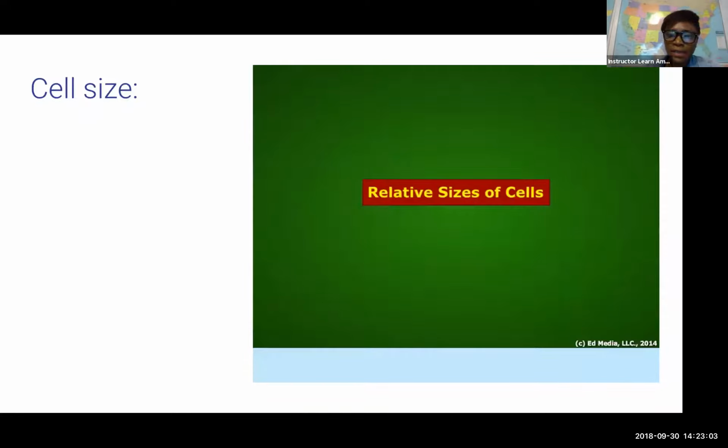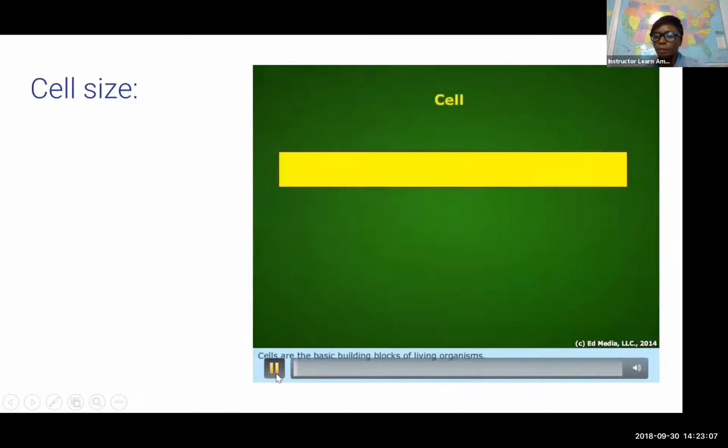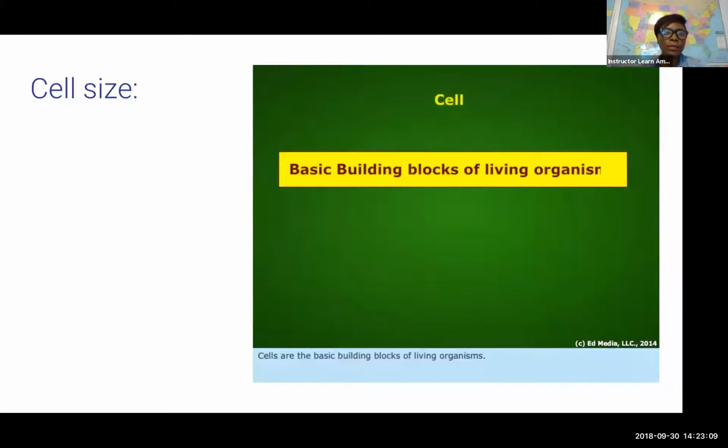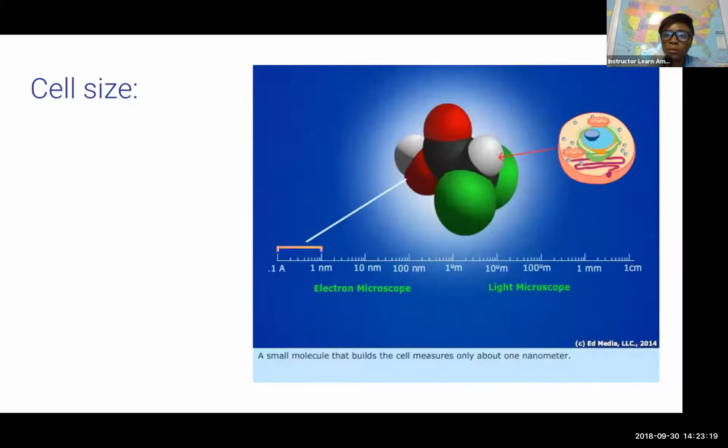Let's take a look at the size of the cell. Let's watch this video. Cells are the basic building blocks of living organisms. Their size and shapes appear in many different lengths. A small molecule that builds the cell measures only about 1 nanometer.